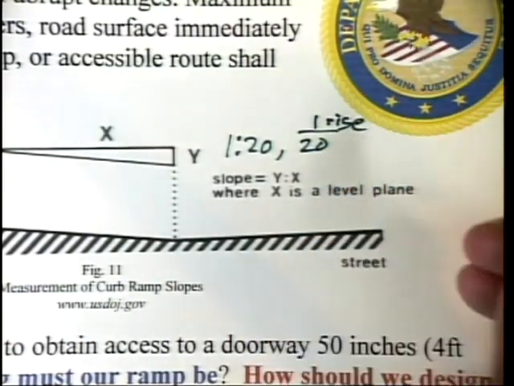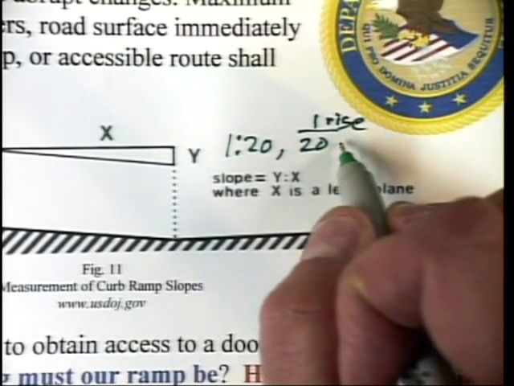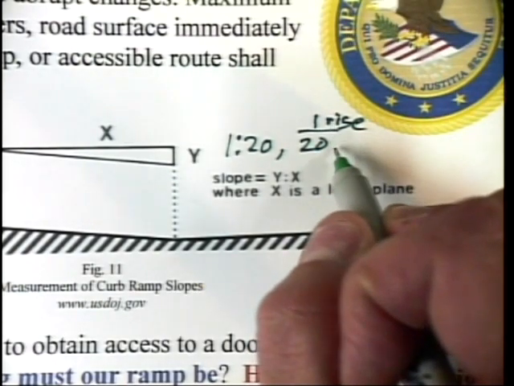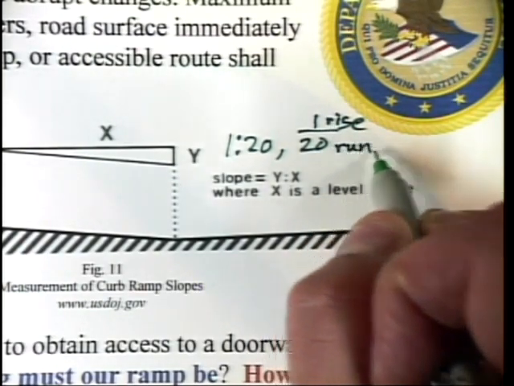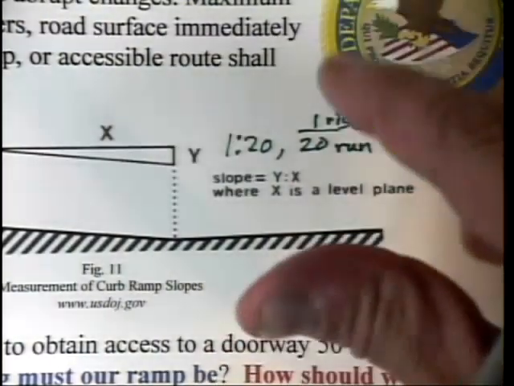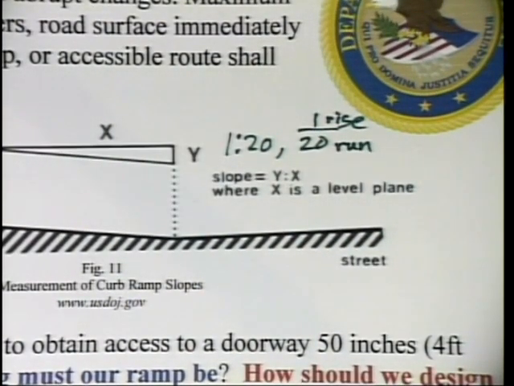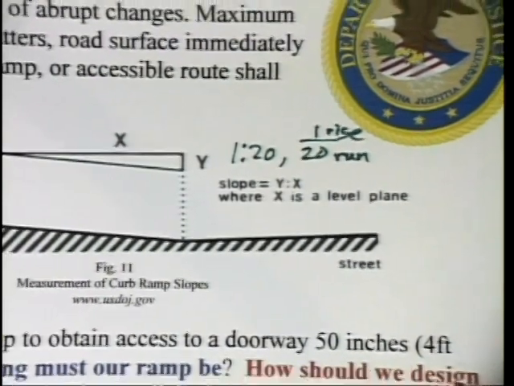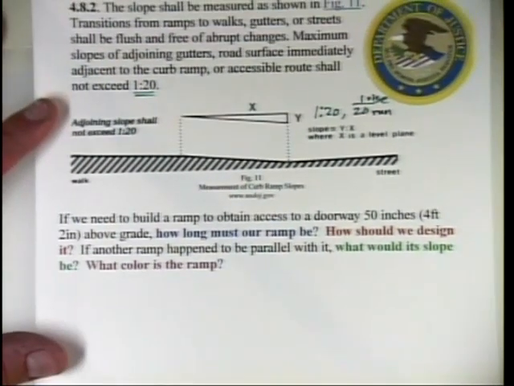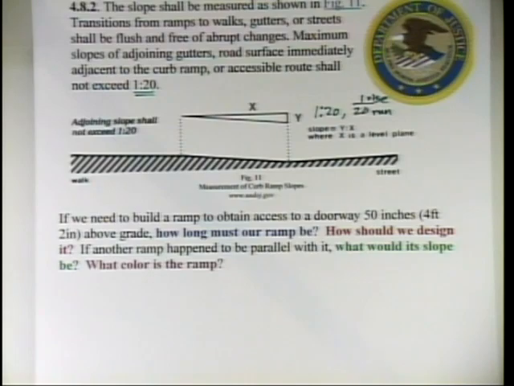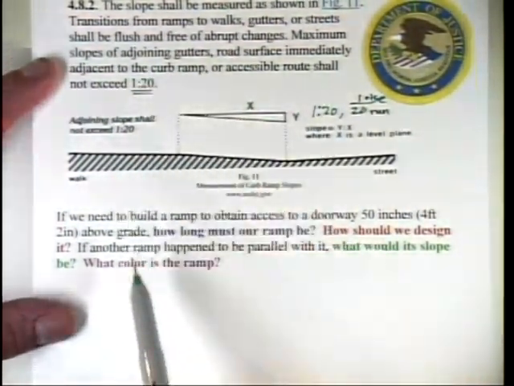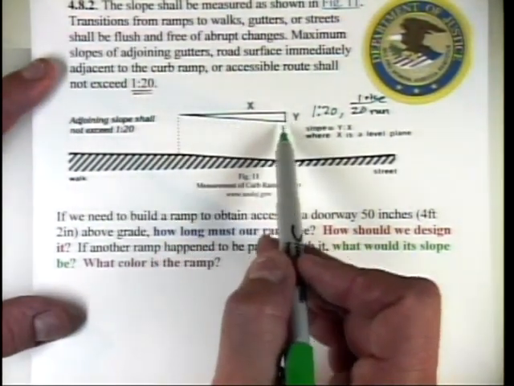For every 1 foot of rise, we have to have at least 20 units of run. We can have more than 20. That would make the fraction smaller, but we have to have at least. Okay? That is a federal mandate there, folks. People in construction have to take this into account all the time. Here's their diagram, which kind of explains all their verbiage up here. They have a diagram, and they have y and x.